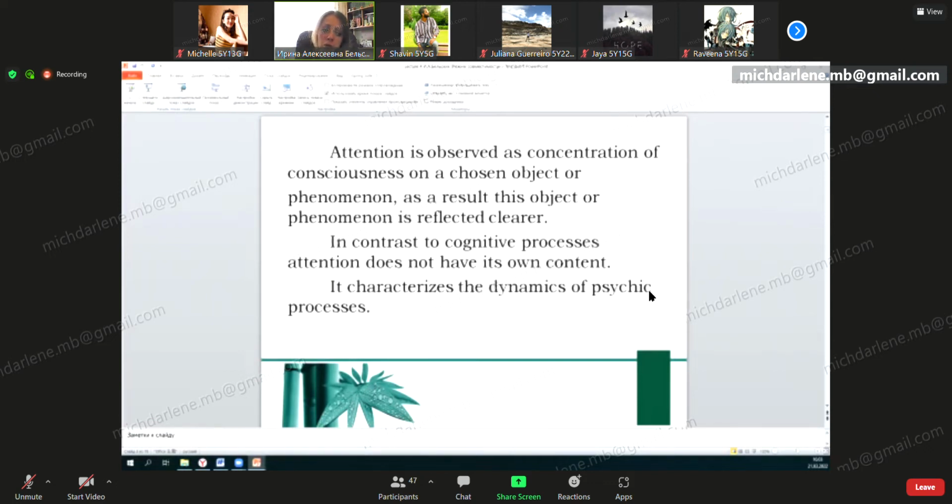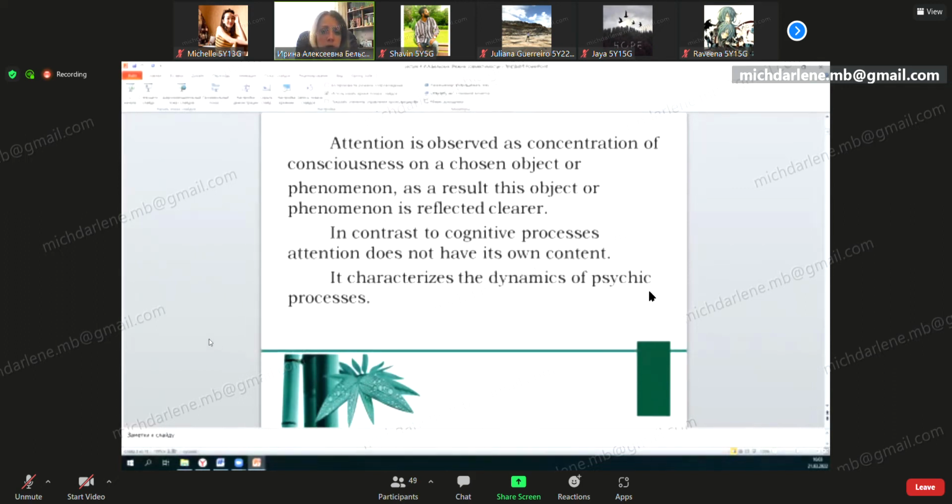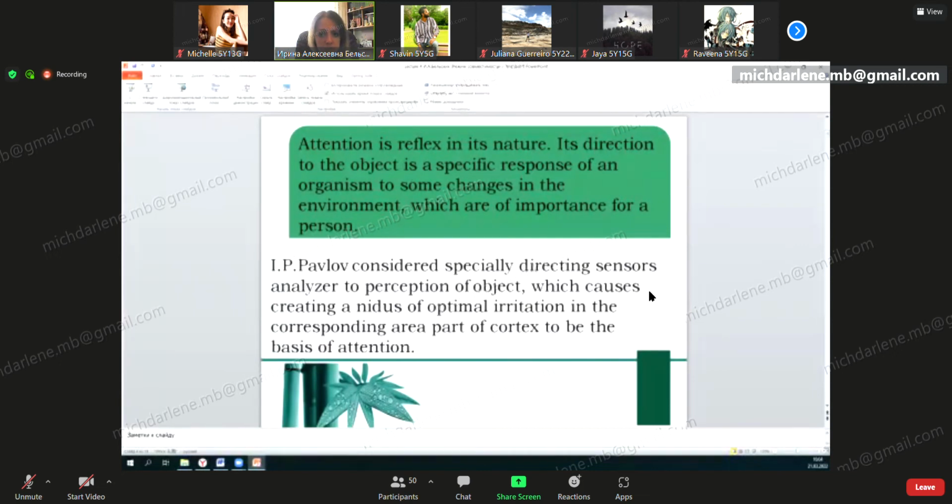And very often we analyze attention together with other cognitive components, for example, thinking, or level of IQ, intelligence, or emotions, and so on. So attention reflects in its nature a direction to the object. It is a specific response of an organism to some changes in the environment. And these changes are very important for a person, and his whole mentality, his behavior, his consciousness depend on these changes.